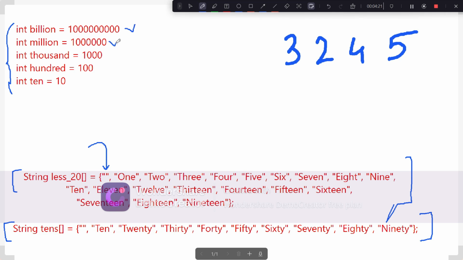Now come to million. If we divide it by a million, again we are getting 0, correct? Because this is just 3245, right? So this will also give 0. So the 0 location is here, right? 0 location, null.